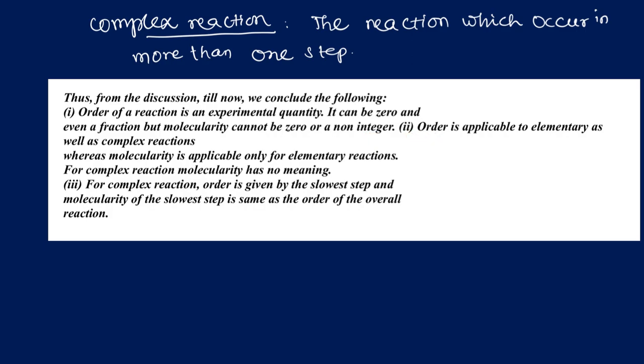Now, the second point: order is applicable to elementary as well as complex reactions. Whereas molecularity is applicable only to elementary reactions, because in an elementary reaction we count how many molecules, atoms or ions are involved, and that is called molecularity. I showed one reaction where we got molecularity 10. Such a value is possible only for a complex reaction. Therefore, molecularity has no meaning for a complex reaction. It has meaning only for an elementary reaction.